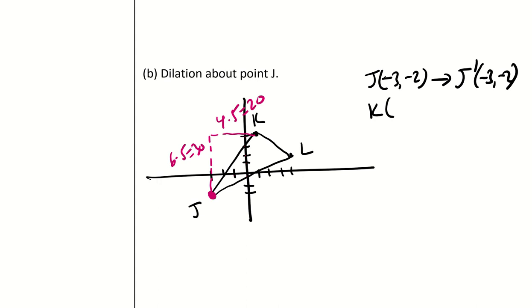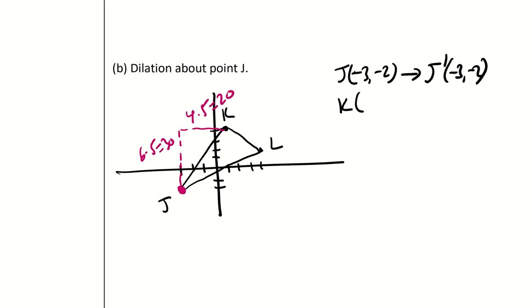Okay. And then for L, to go from J to L, I need to go up how much? 4. And I need to go over, if I have to count it, 7. Looks like we have 7. 1, 2, 3, 4, 5, 6, 7. Yeah, I need to go over 7. And then I'm going to multiply those by 5. So it's going to be 35 here. And then 4 times 5 is equal to 20. So that means I would have to stretch it by 20 and then stretch it by 35.